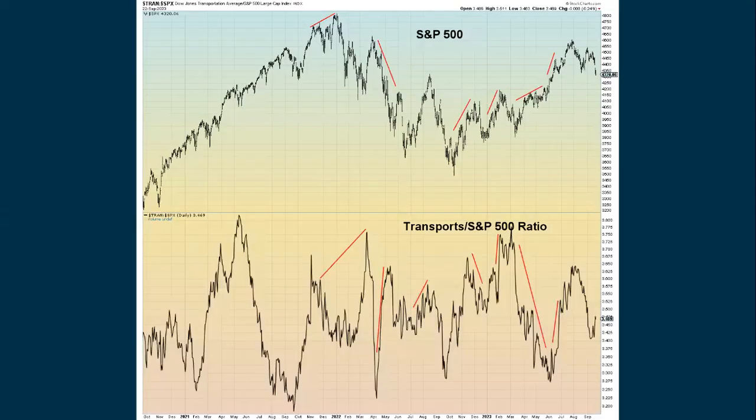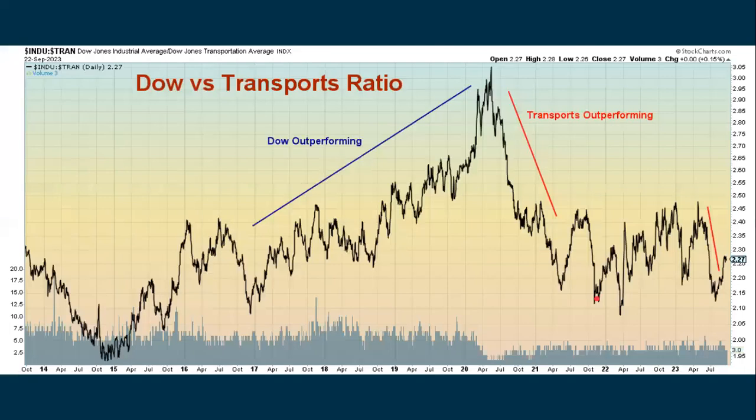We look at the transports and take a ratio to the S&P. When this is going up, that means the transports are outperforming. When it's going down, that means that the S&P is outperforming. And this has been going back up. So we're seeing a little bit of an improvement here, but we want to see this continue to go up to really put some strength into the market.